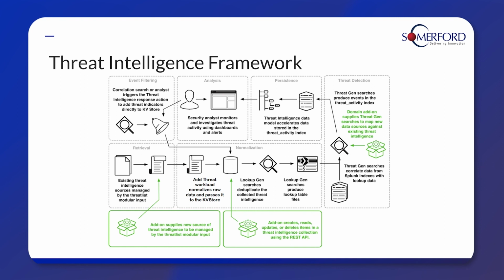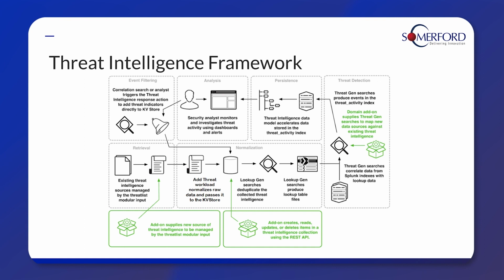Once we've retrieved our threat intel, we're then going to proceed to the normalization step. And here we find threat workload, and that's going to normalize any raw data into the required standard before passing it to the KV store for storage. So that's Splunk's KV store. We then have lookup generating searches. These will duplicate data within the KV store, and they output that data as various lookup tables, such as a lookup table for file hashes, for example, or IP intelligence, that kind of thing.